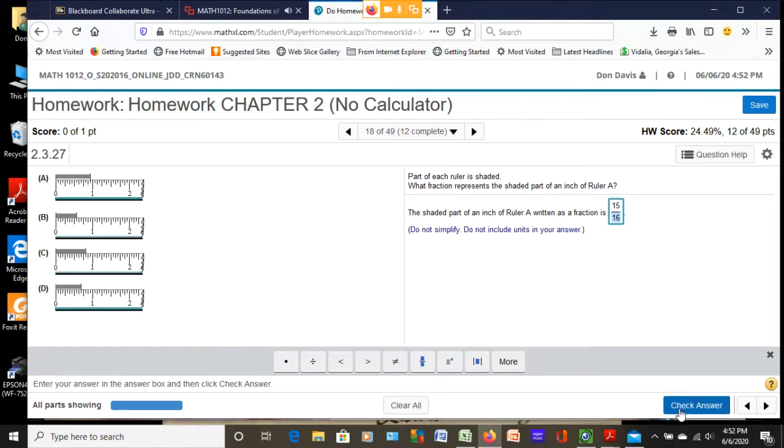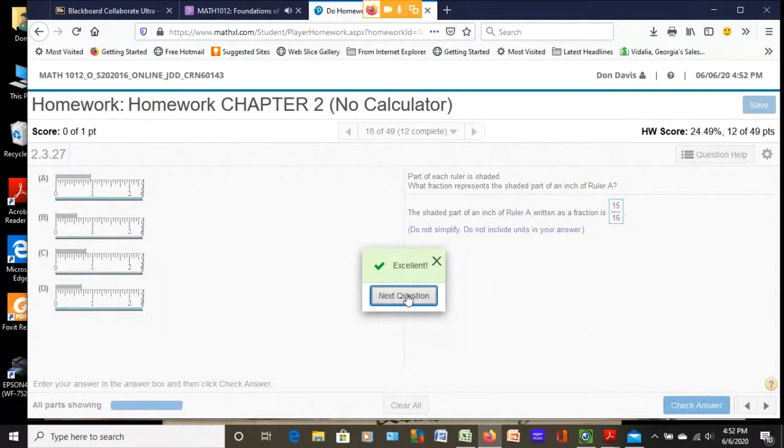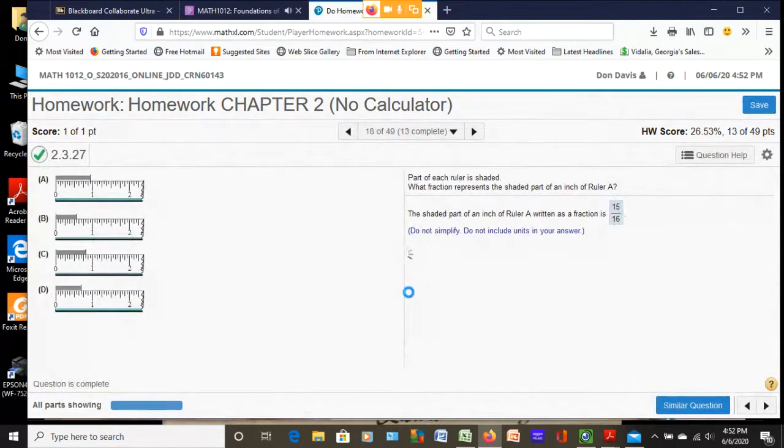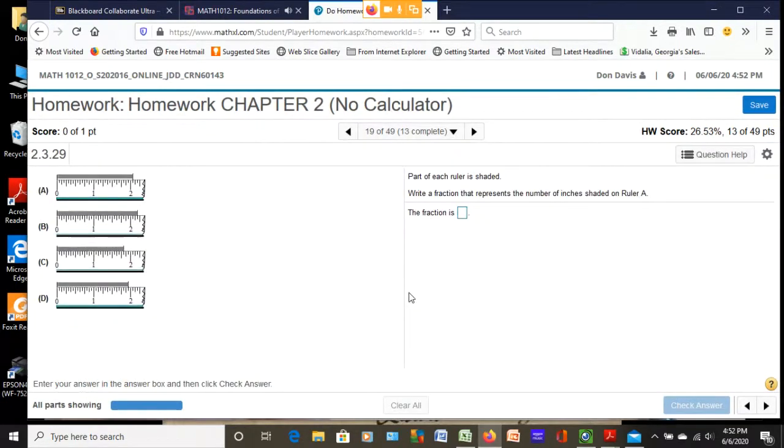You ready? Very nice. Next question. Well, I thought they were going to ask me something else. Oh, look. Here's another ruler question. Oh, gracious, look. Okay, so again, each of these inches is divided up into 16 small pieces. Write a fraction that represents the number of inches shaded on ruler A. Fraction. Now you say to yourself, yeah, but there's a whole inch here and a whole inch here, so this is 2 inches and some more.